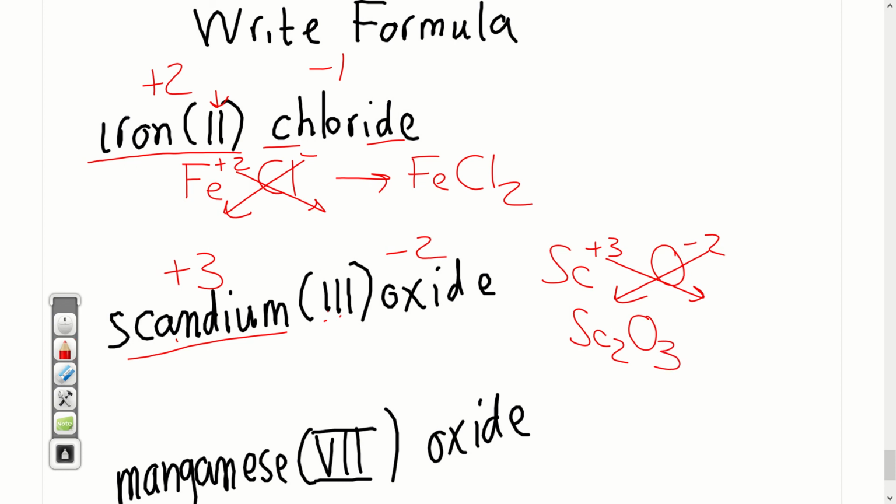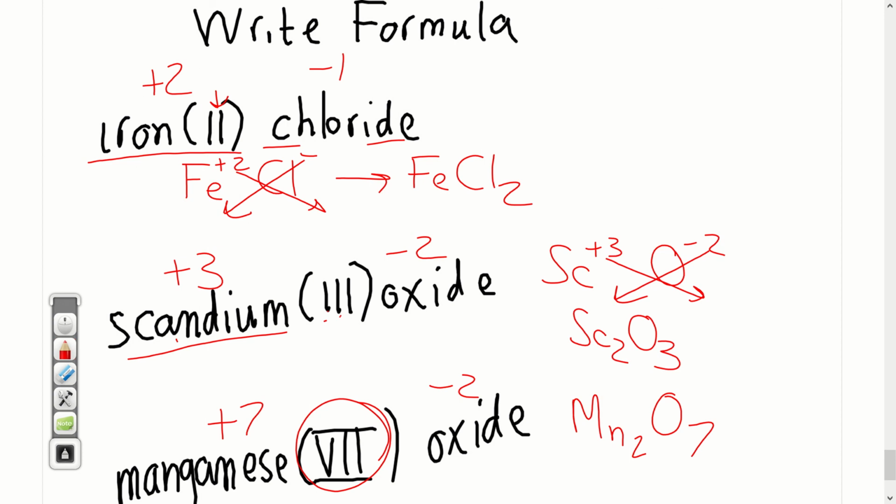Manganese VII oxide, that's a mean one. VII, that's plus 7. This is minus 2. I crisscross the charges again. I'm going to speed this one up. Mn2O7. And I can't reduce it. I can't divide 7 by 2. That's going to give me 3.5. I can't have a decimal.